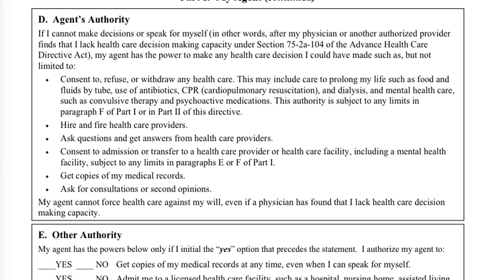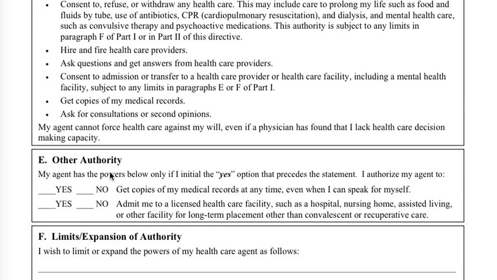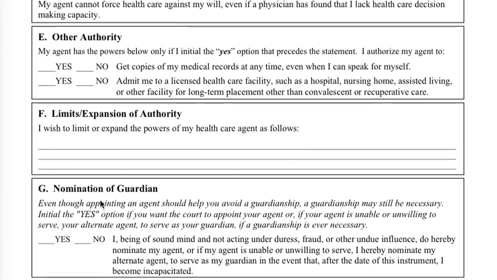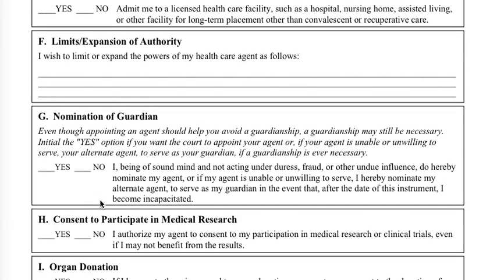Under Other Authority, there are a couple of additional powers which I usually recommend people granting to the agent. The last thing you want is for your agent to be restricted because of some privacy or federal regulation. If you do not trust your agent completely, this is probably not the form for you anyway. Now, one purpose of this form is to help avoid the need of a guardianship, as they can be costly and require more court oversight than you would prefer.